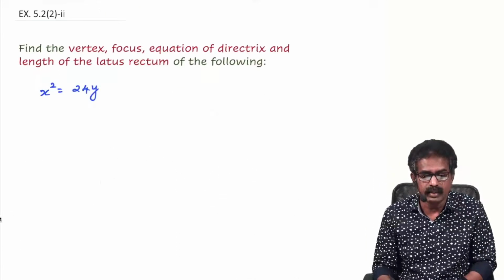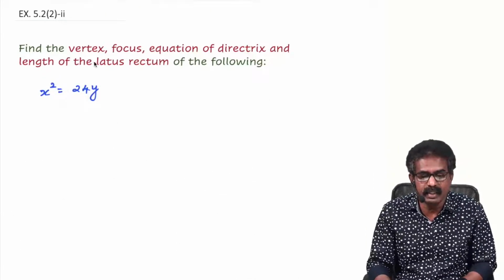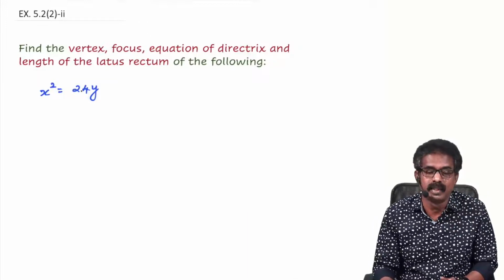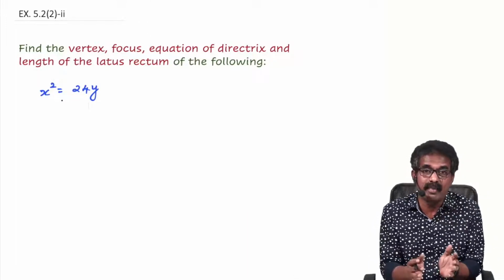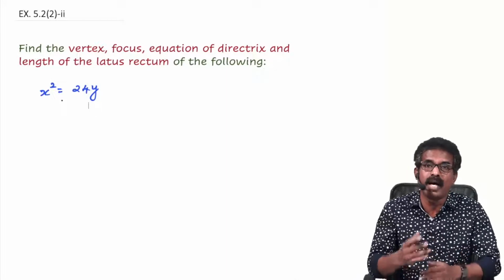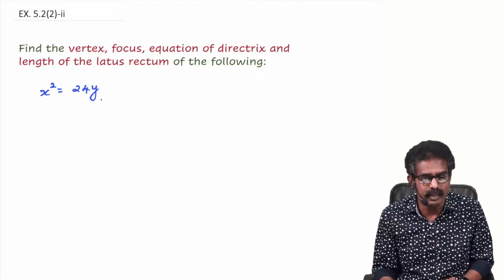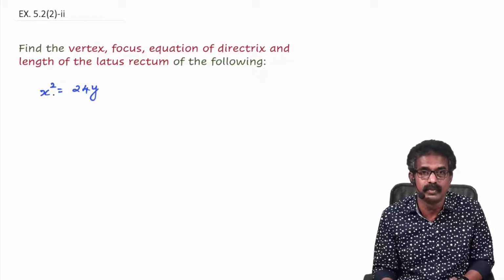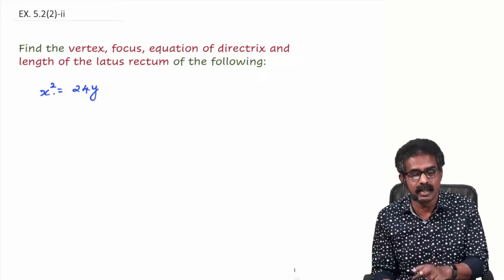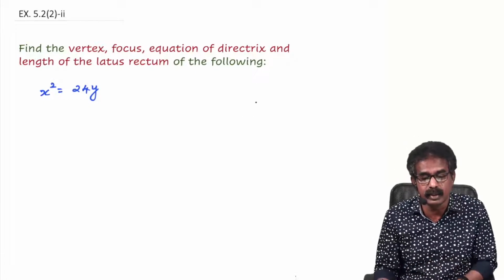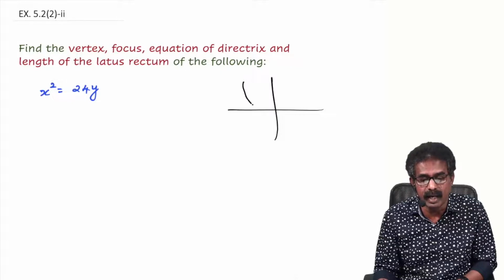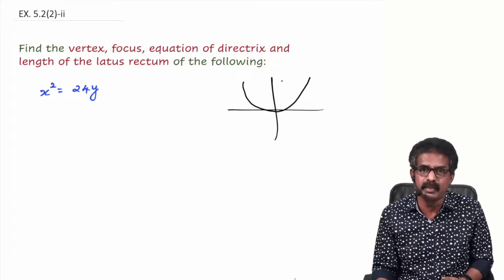In this question, they didn't ask to draw the diagram. Find the vertex, focus, same thing, for another equation. By seeing the equation, you know it is in standard form. Sometimes they won't give it in standard form, and you have to arrange it in standard form. Here, x square equal to plus 4ay, right? It is not minus. So this is of the third type. What is the third type?